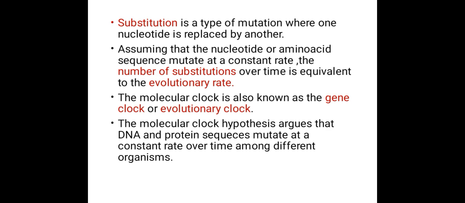Assuming that the nucleotide or amino acid sequences mutate at a constant rate, the number of substitutions over time is equivalent to the evolutionary rate. The molecular clock is also known as the gene clock or evolutionary clock. The molecular clock hypothesis argues that DNA and protein sequences mutate at a constant rate over time and among different organisms. Mutations may be harmful, beneficial, or neutral.